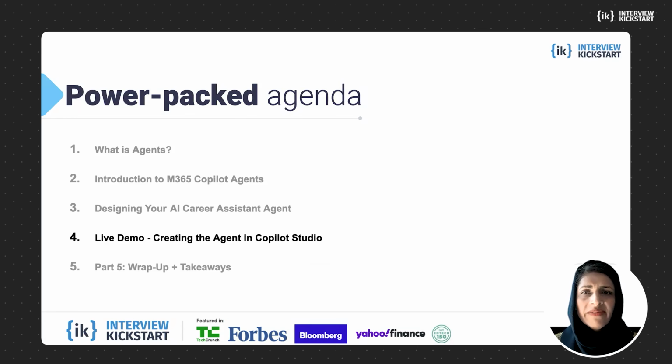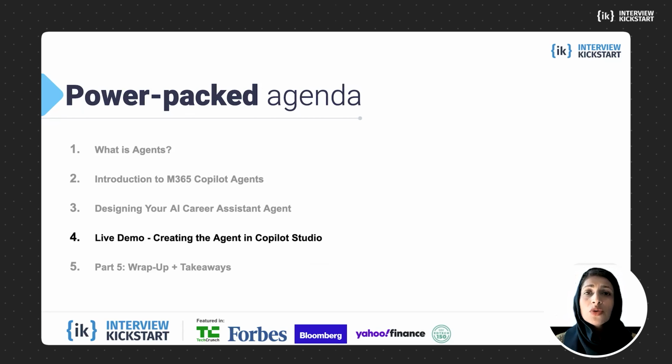So let's quickly revisit our agenda, to see where we are. Just to recap quickly, the very first section was all about AI agents, where we learned a little bit of foundational information about agents. Then we looked into M365 Copilot agents, how to access M365 Copilot, what features are available there, and what options are available to us as users. We can either use the pre-built agents or we have the option to create a custom agent. In our third section, we saw different slides showing step by step how we can create an AI career assistant agent.